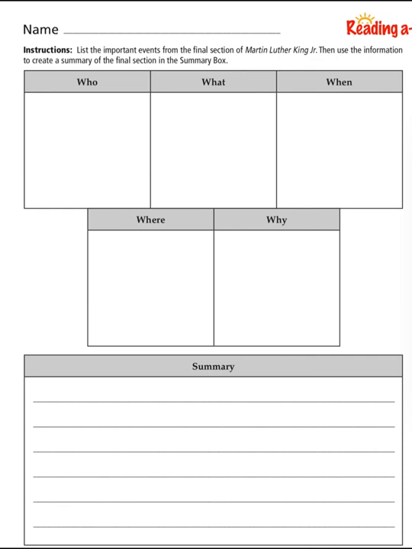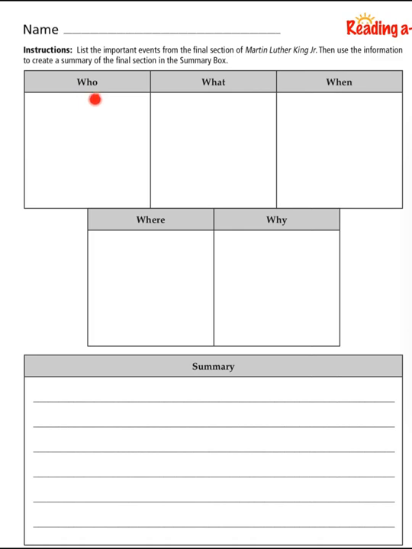Yet, we have some exercises. In the exercises, it says, instructions: list the important events from the final section of Martin Luther King Jr. That means one last march. Then use the information to create a summary of the final section in the summary box.